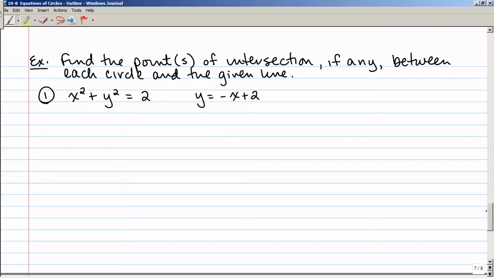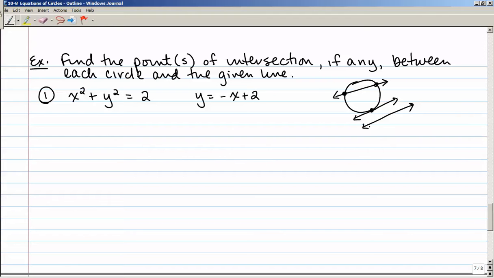Okay, and the last set of problems we're going to take a look at here involves finding the point of intersection, if there is any at all, between each circle and the given line. So if you have a circle, a line can intersect that circle in 2 points. A line could intersect that circle in 1 point, as we saw in a couple sections ago, the point of tangency, or the line could never intersect the circle.